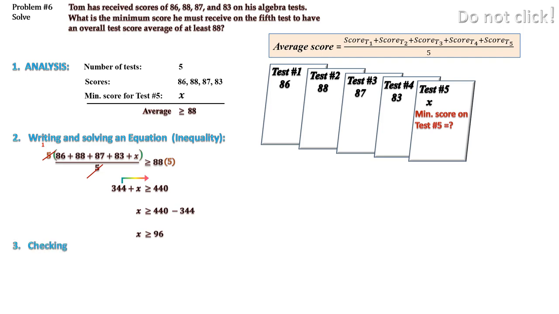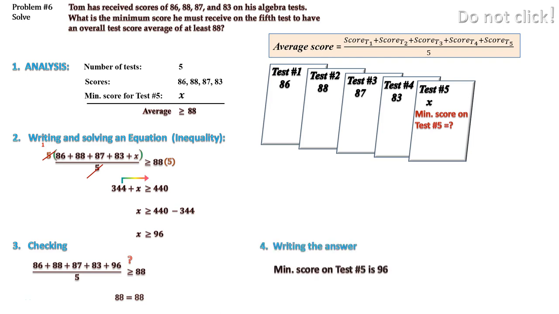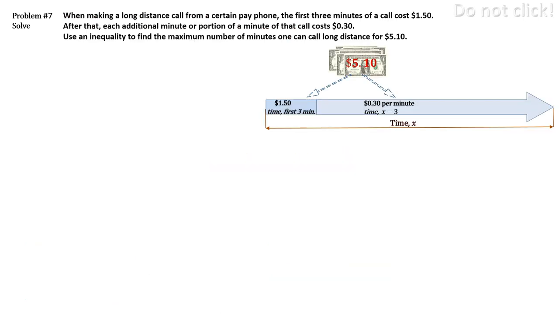Now checking. We have to replace x in the original inequality by 96 and check: is the left side equal to the right side? Yes, 88 is greater or equal to 88. Now we can write the answer. The minimum score for test number 5 is 96. Good luck, Tom. Next problem.